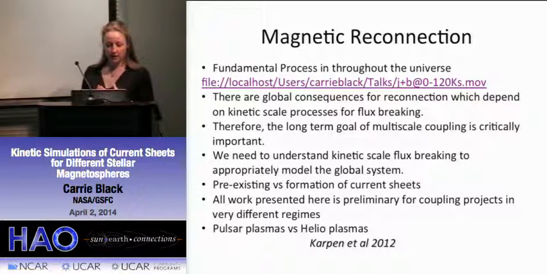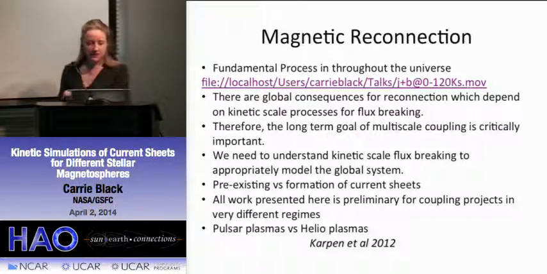Okay. So I'm sure we're all very familiar with magnetic reconnection. It's a fundamental process throughout the universe. We see it in the heliosphere, we see it in planetary magnetospheres, we see it in fusion devices, and then it turns out that it's probably pretty important in other stellar magnetospheres as well.